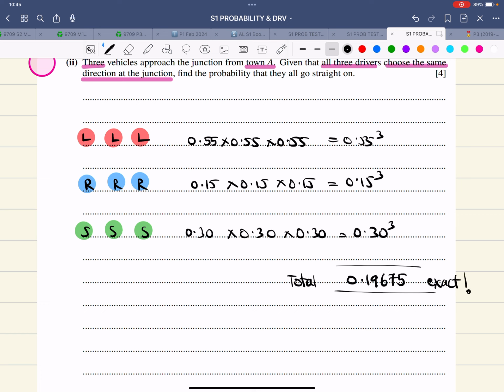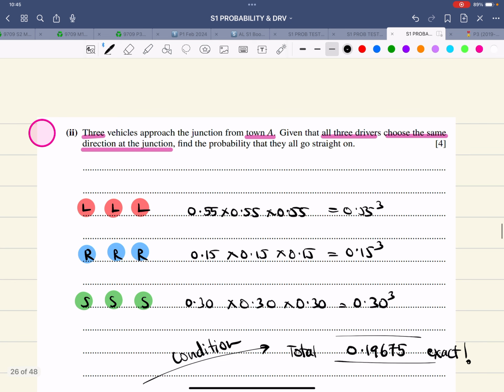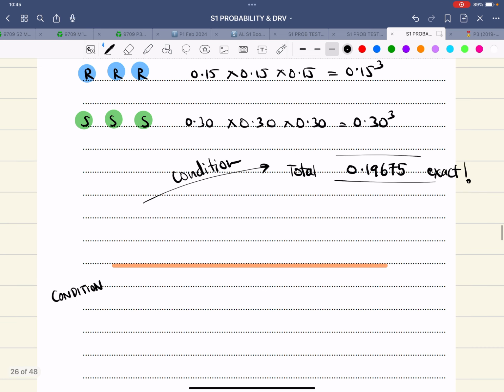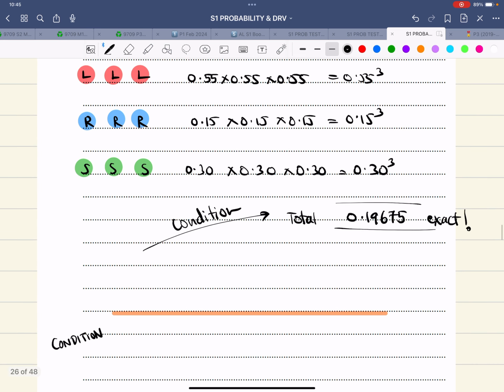So now this total becomes the condition. Why? Because the magic word is here, the word given. Something has already occurred. Find the probability they all go straight on. So let me first draw the line for conditional probability. The condition goes down in the denominator. What is the condition? We have this thing, that is the 3 red ones.